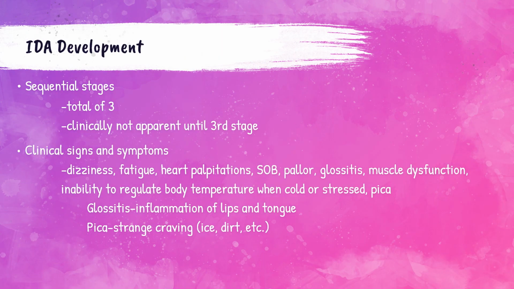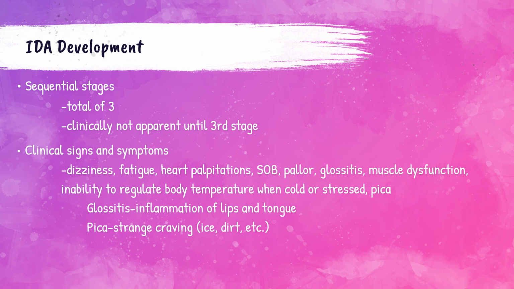There are 3 different stages of iron deficiency anemia. Patients with IDA do not start showing symptoms of it until the 3rd stage. So why do you think that this is? Remember in the Introduction to Anemia lecture how I said the body does everything it can to try to compensate for blood loss? Well, that's why. At the first 2 stages of IDA, the body is doing everything it can to compensate.